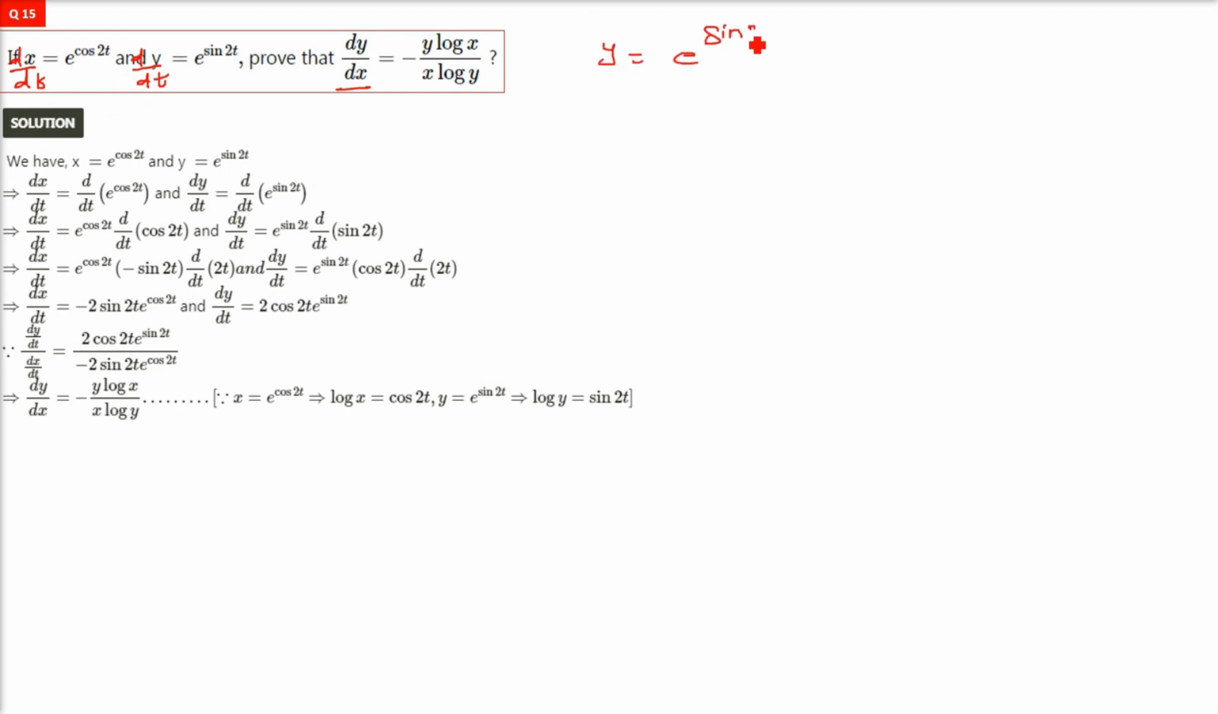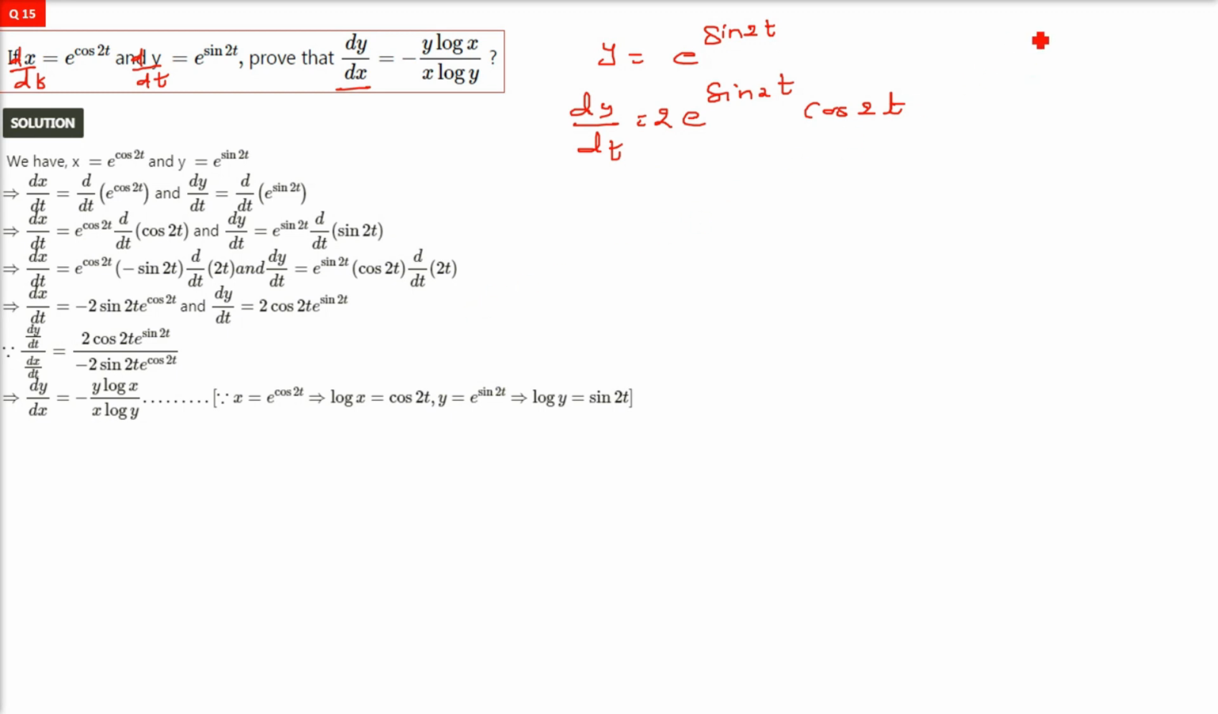y equals e to the power sin 2t, so dy by dt will be e to the power of anything will be e to the power of that thing only, so e to the power sin 2t, and then sin 2t will be cos 2t, and differentiation of 2t will be 2, only 2, so I'm writing 2 here. This is dy by dt.